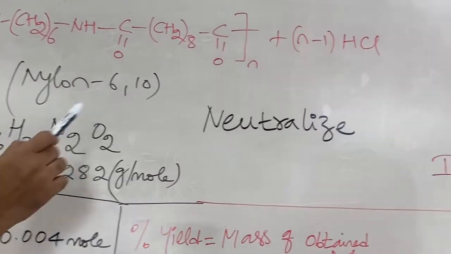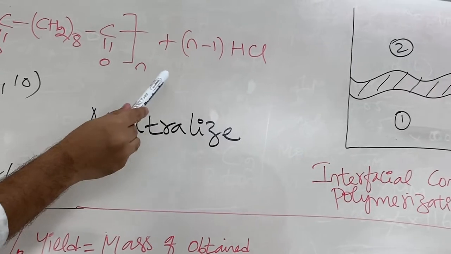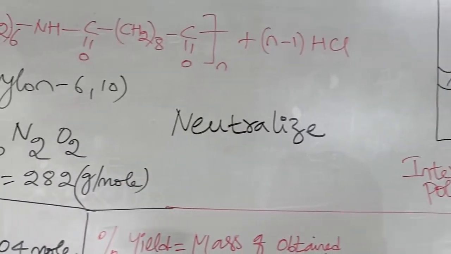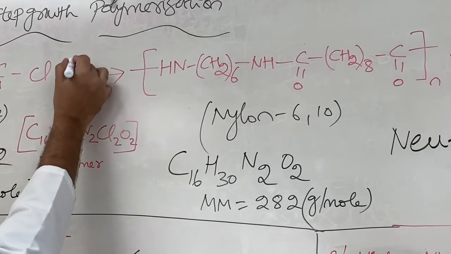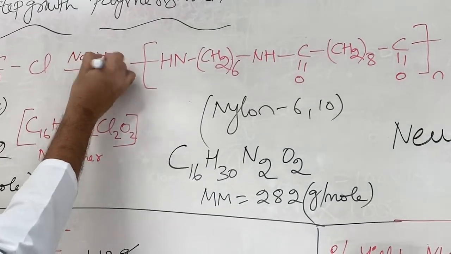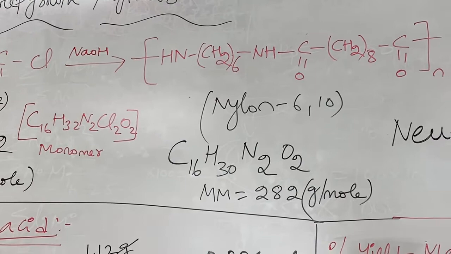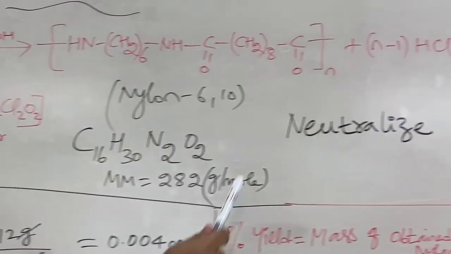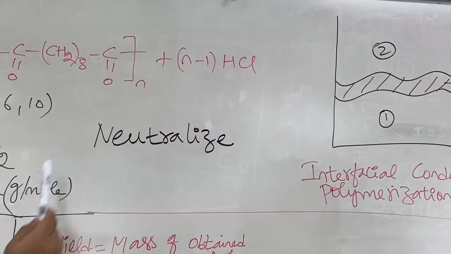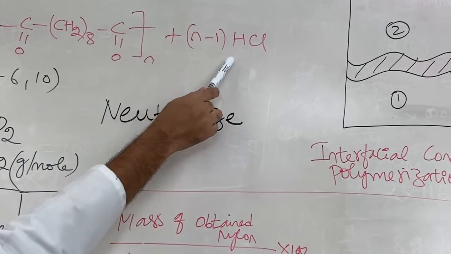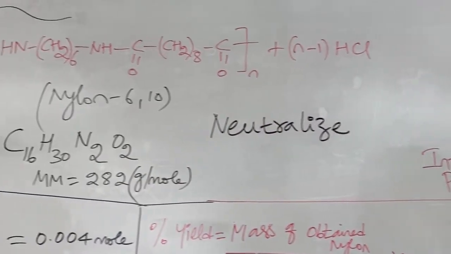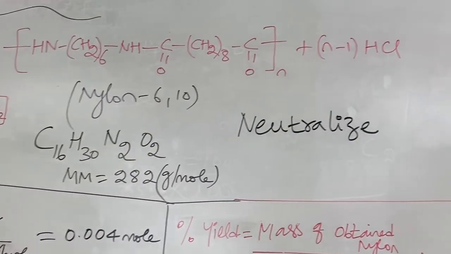Okay. So nylon 6,10 polymer plus HCl. HCl is a byproduct. So that's why we have to add sodium hydroxide here, because it is giving HCl as a byproduct. HCl is an acid. So in order to neutralize this acid, we are adding sodium hydroxide to make it neutral.